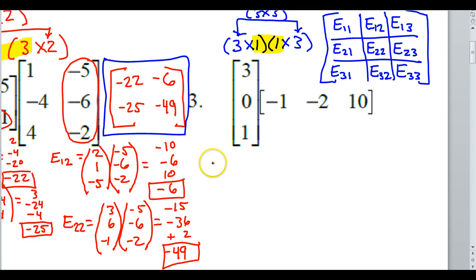So let's just go in order. Element 1, 1. That's row 1, column 1.